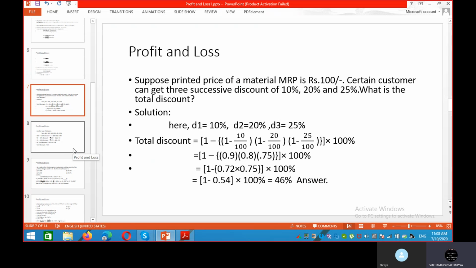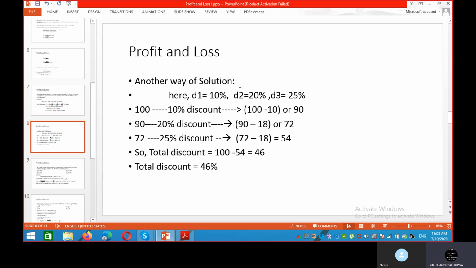We can do it in another way. In case of 3 successive discounts or 4 successive discounts, we can do it in another way. Let's check that process also. Another way of solution: here D1 equals 10%, D2 is equal to 20%, D3 is equal to 25%. So the MRP is rupees 100. So after a 10% discount, it will be 100 minus 10, which is equal to 90 rupees.